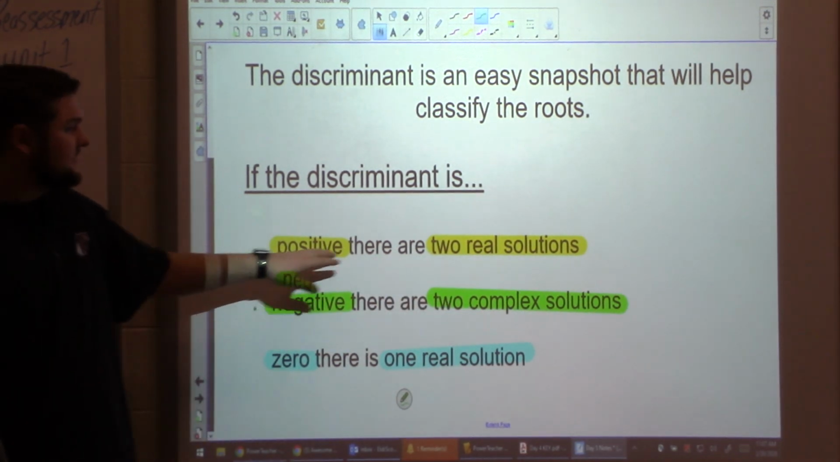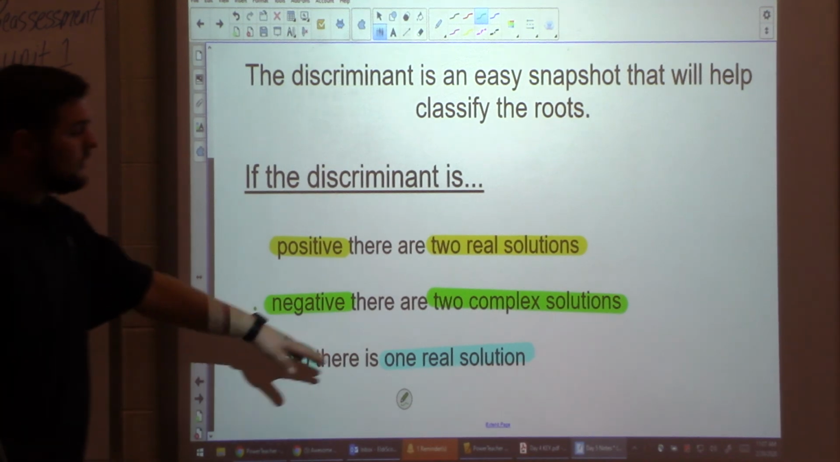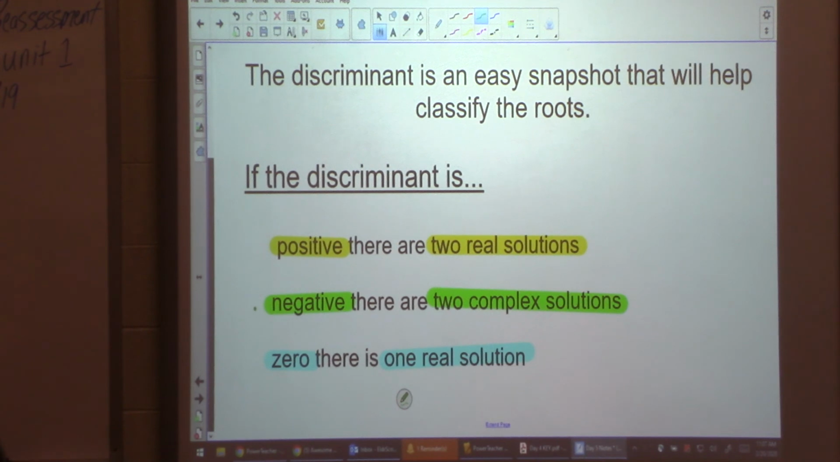If it's positive, you get two real solutions because it's just numbers, right? Like the first example we did. You get numbers, you get two different answers. And if it equals 0, you're going to get one real solution because the square root of 0 is 0. And if I add 0 or subtract 0, does it change anything? No, so I get one answer, so I get one real solution.